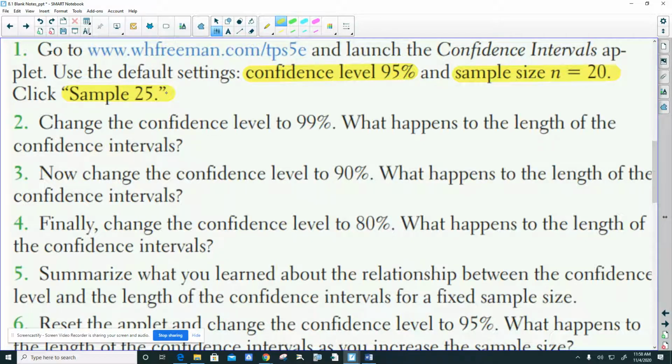And then here's the changes that I'm going to make. I'm going to leave my sample size of 20 the same. I'm still going to take 25 samples, but I'm going to switch my confidence level from 95% to 99%. And then I'm going to go down to 90 and down to 80. And what I want you to pay attention to as I'm switching that is what you think is happening to the length of these confidence intervals. Okay, what's happening to the length of these confidence intervals here?